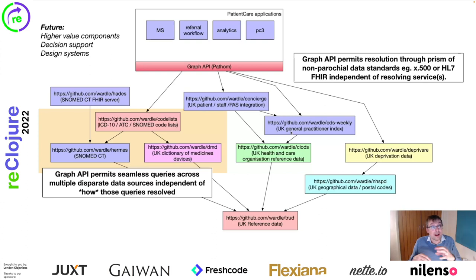So the Graph API allows me to write concrete services but look at them in the abstract. So request properties based on X500 or HL7 FHIR and have that query satisfied by transforming the underlying source data from wherever it comes, so different UK services. What's missing from here and what I plan to build is ongoing higher value components for decision support and design systems to make the applications lightweight and ephemeral and really focused on delivering value.